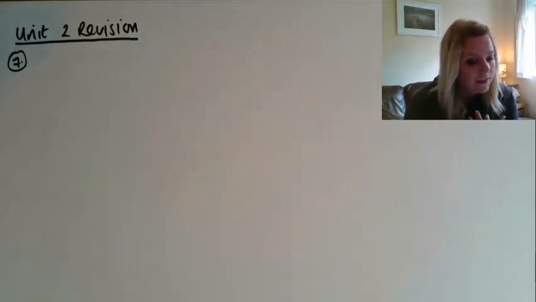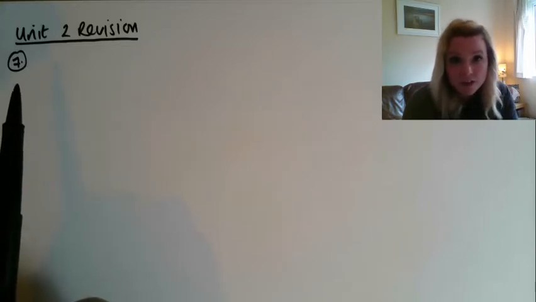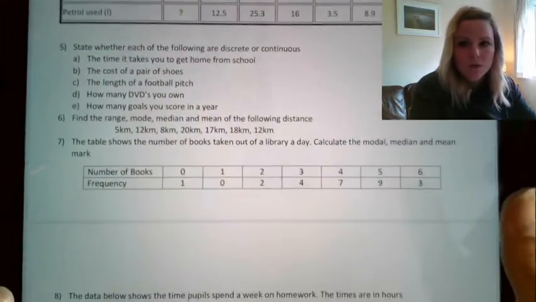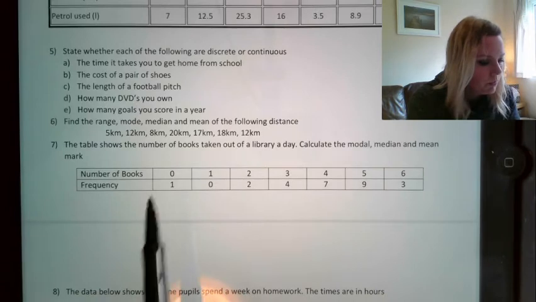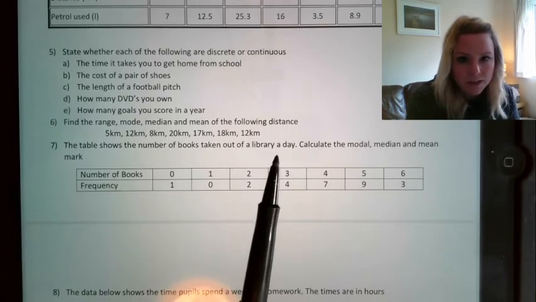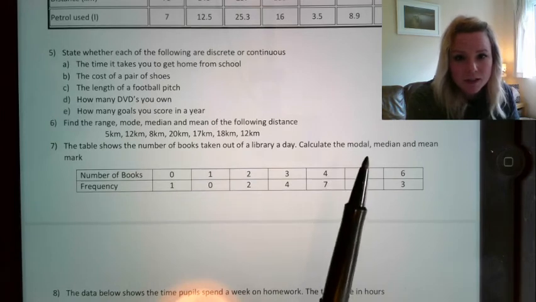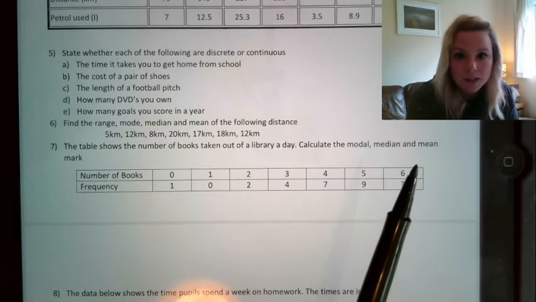And a lot of people are finding question 7 tricky, and that is fair enough. It is a hard enough question. So let me just remind you what question 7 actually is. Question 7 is all about books which are taken out of a library every day. And then we're asked to calculate all these different averages. So we're asked to calculate the mode or the modal mark, the median and the mean.